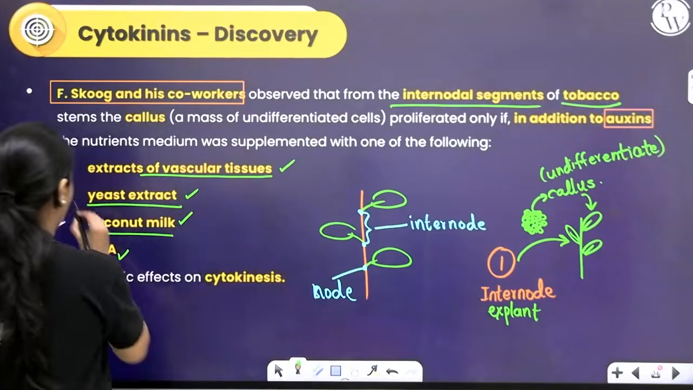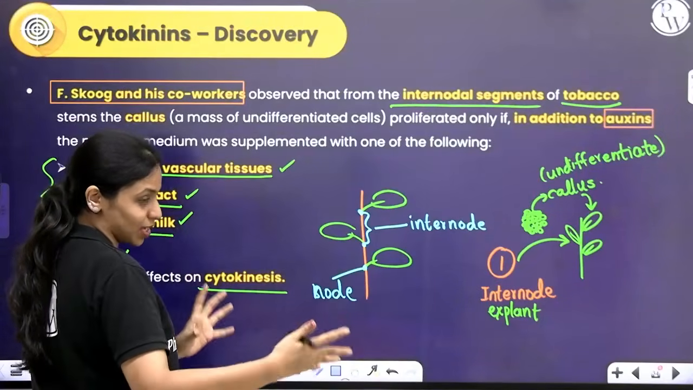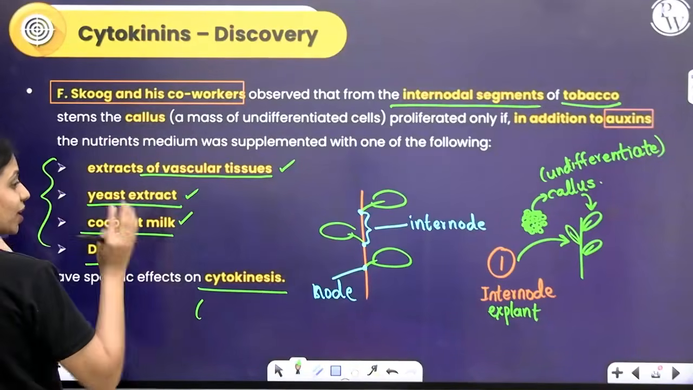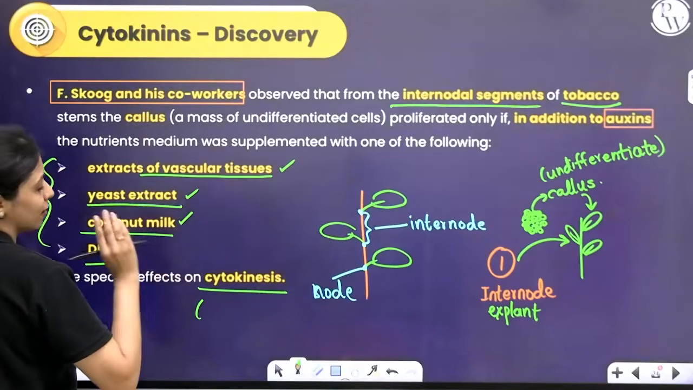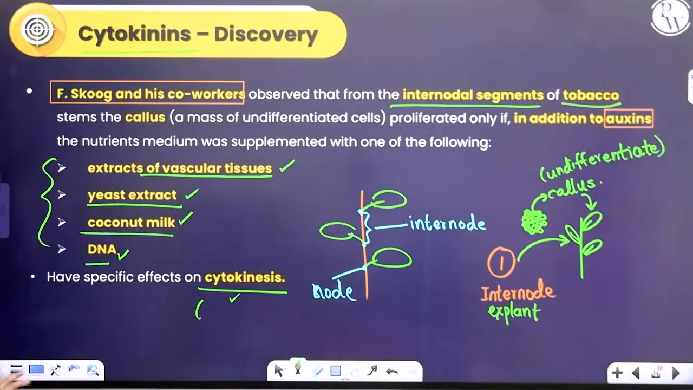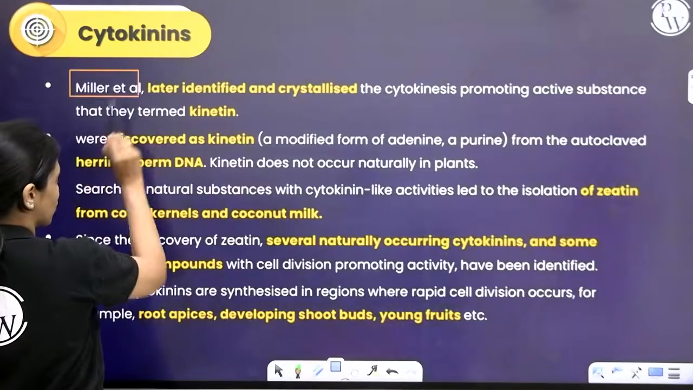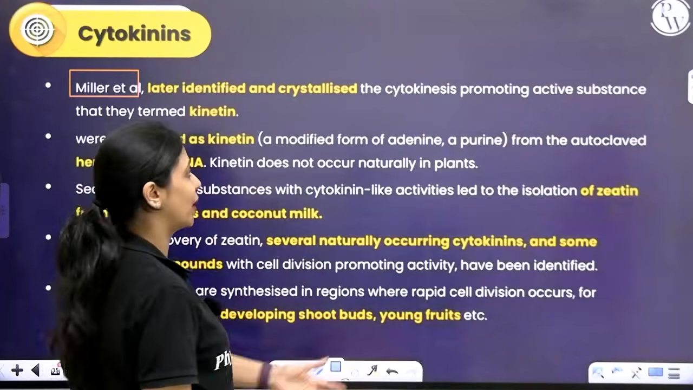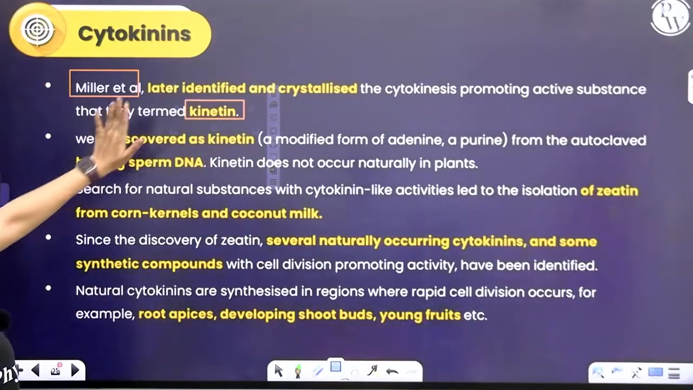These chemicals had an effect on cytokinesis, which is cytoplasmic division. During cell division, nuclear division happens, cytoplasmic division happens, right? So after nuclear division, for cytoplasmic division to happen, these were absolutely essential. If any one of these is not supplemented, then cell division would not take place. Because it has an effect on cytokinesis, we call it cytokinins. Now, later, another group of scientists called Miller and his group identified and even crystallized that chemical that was promoting cytokinesis, and they called it kinetin. So cytokinins were discovered as kinetin.